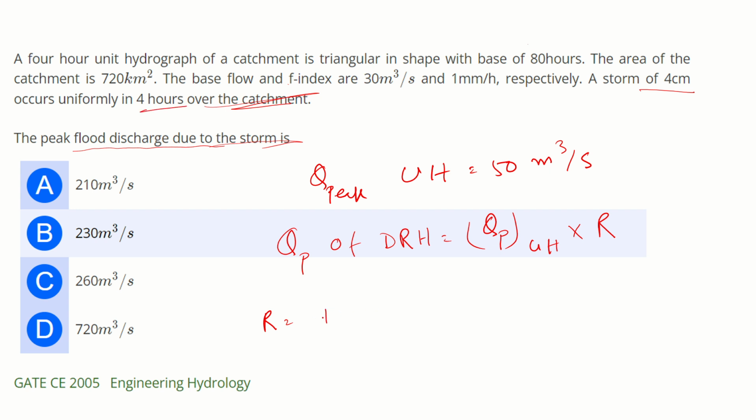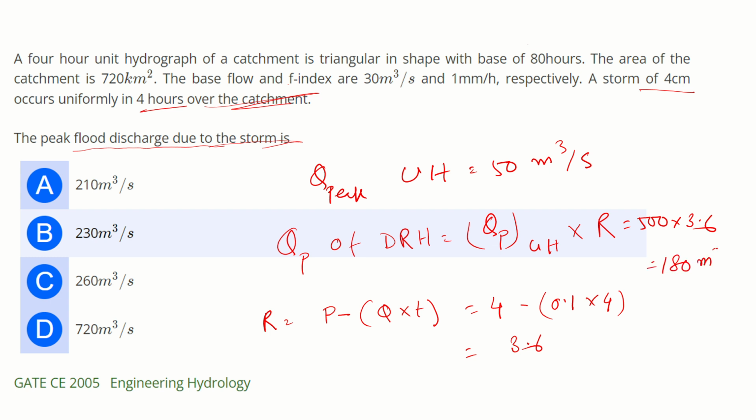So precipitation minus what? Phi index into T. Precipitation क्या है? 4 centimeter. Phi index क्या है? 1 mm. That means 0.1 centimeter. What is the duration? 4 hours. So what will be the value of R? 3.6. So what is the Q peak of DRH now? 50 multiplied by 3.6. Right? So this will be 180 meter cube per second.